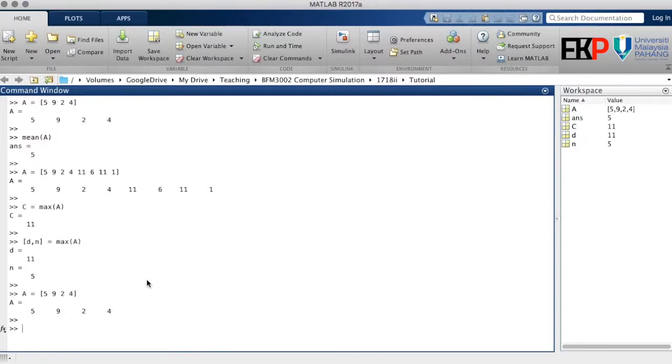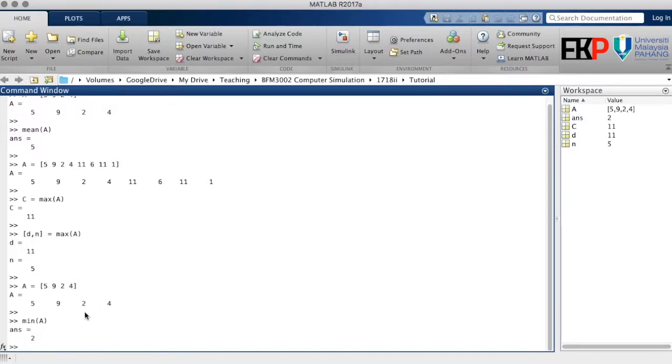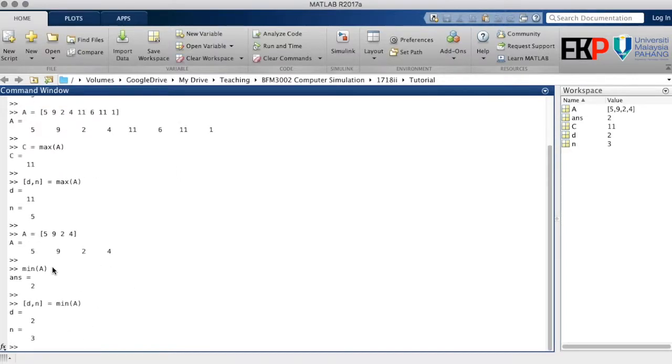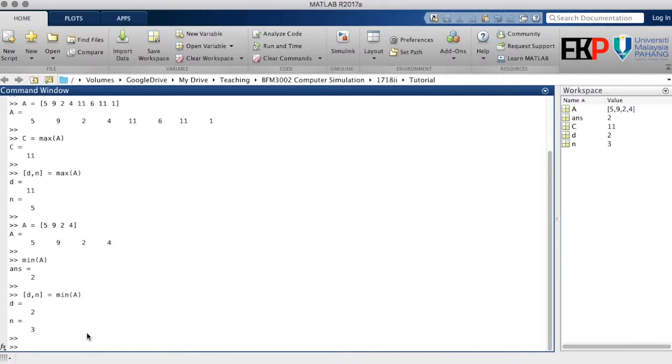We can also find the smallest element by typing the command min. So if we type in min A, we will get the value of 2, which is the smallest element in the vector A. And we can also use the same command d comma n equals min A, which will produce two values. The first one is the smallest element, and the second one, n is equal to 3, is the position of the smallest element in the vector A.